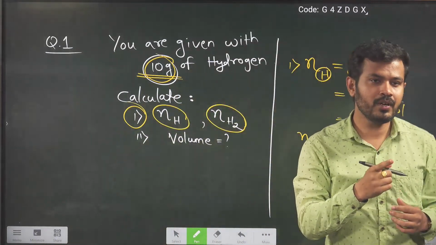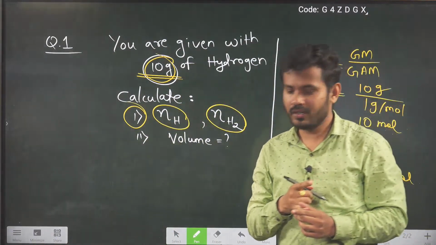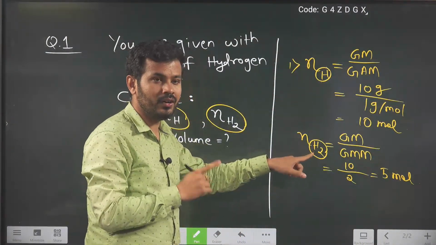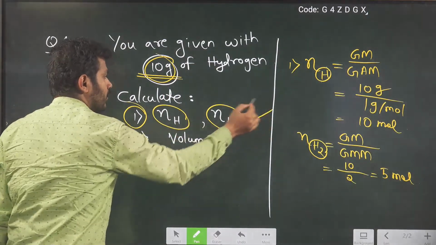Sir, can we multiply that 5 by Avogadro number? What is the need? Simply they are asking number of moles. They are not asking number of molecules. Okay. The first part is done.